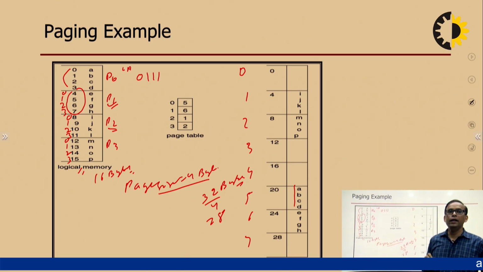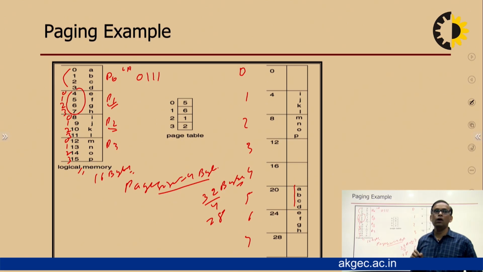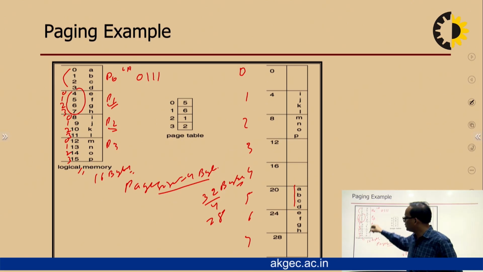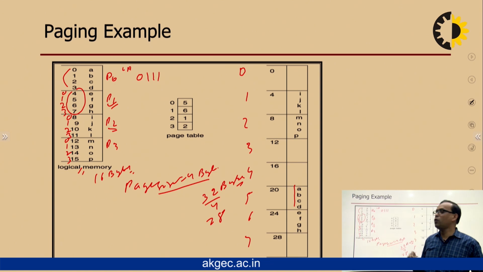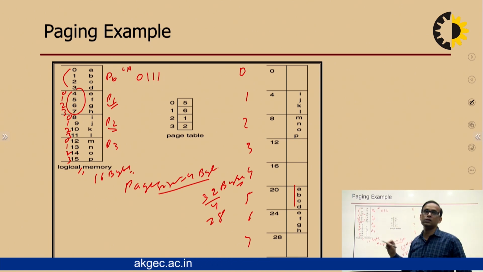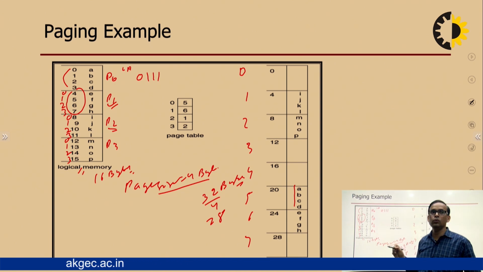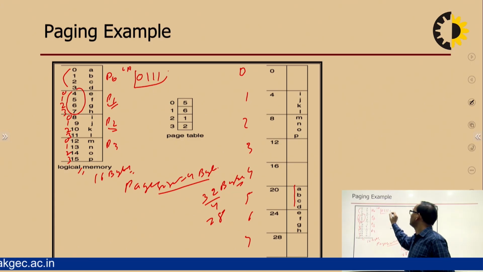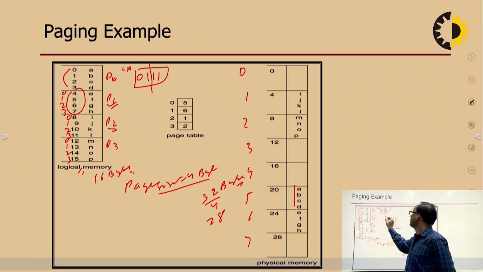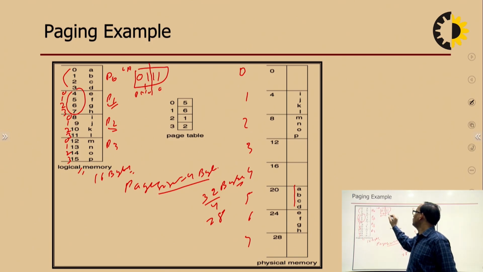Now, we will divide it into two parts, the page number and the page offset. So, how many pages are there in logical memory? 4 pages. How many bits are required to represent the page? 4 equals 2 to the power 2, so 2 bits are required to represent the page number. This is the value of the page number, and this is the value of the offset.